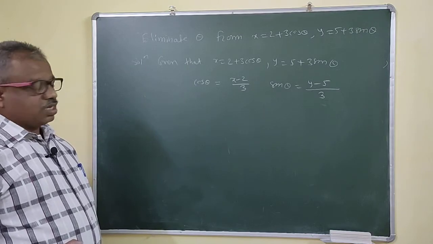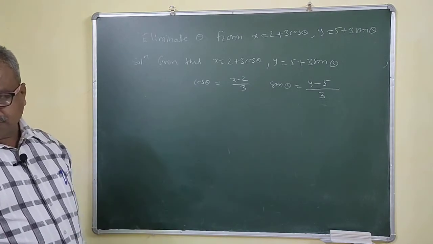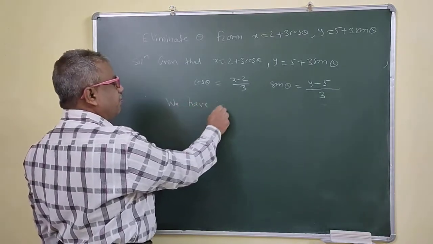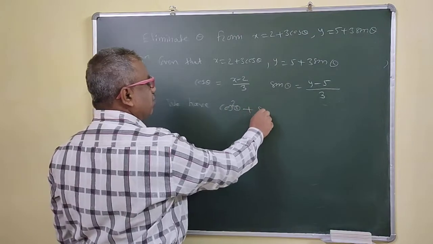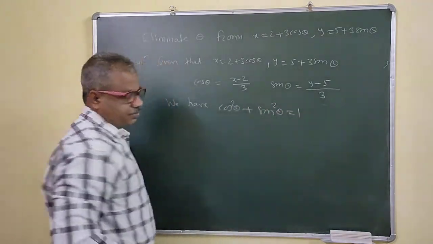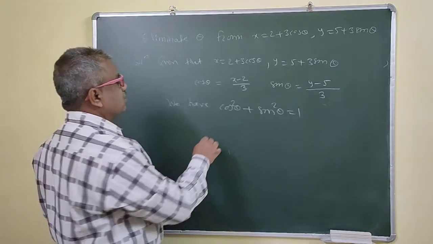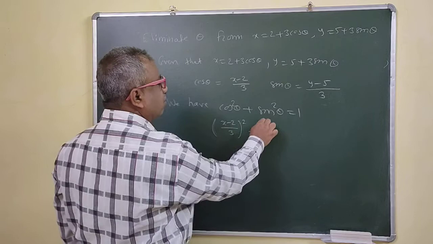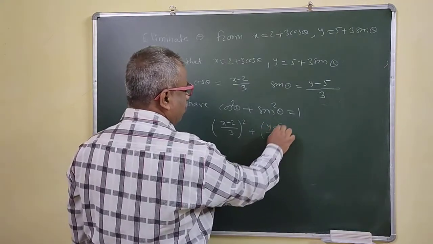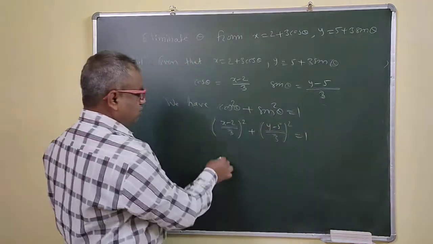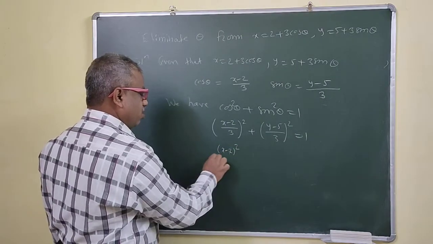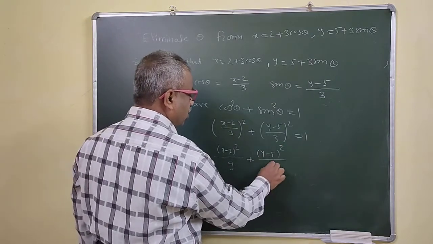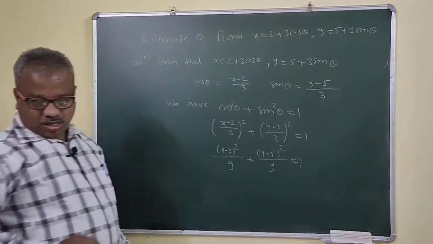Now this is your cos theta and this is your sin theta. Here the relation between sin theta and cos theta, right? We have cos square theta plus sin square theta is equal to 1. Now put the value of cos theta and sin theta. So this is ((x minus 2) upon 3) square plus ((y minus 5) upon 3) square is equal to 1. So this is (x minus 2) square upon 9 plus (y minus 5) square upon 9 is equal to 1.